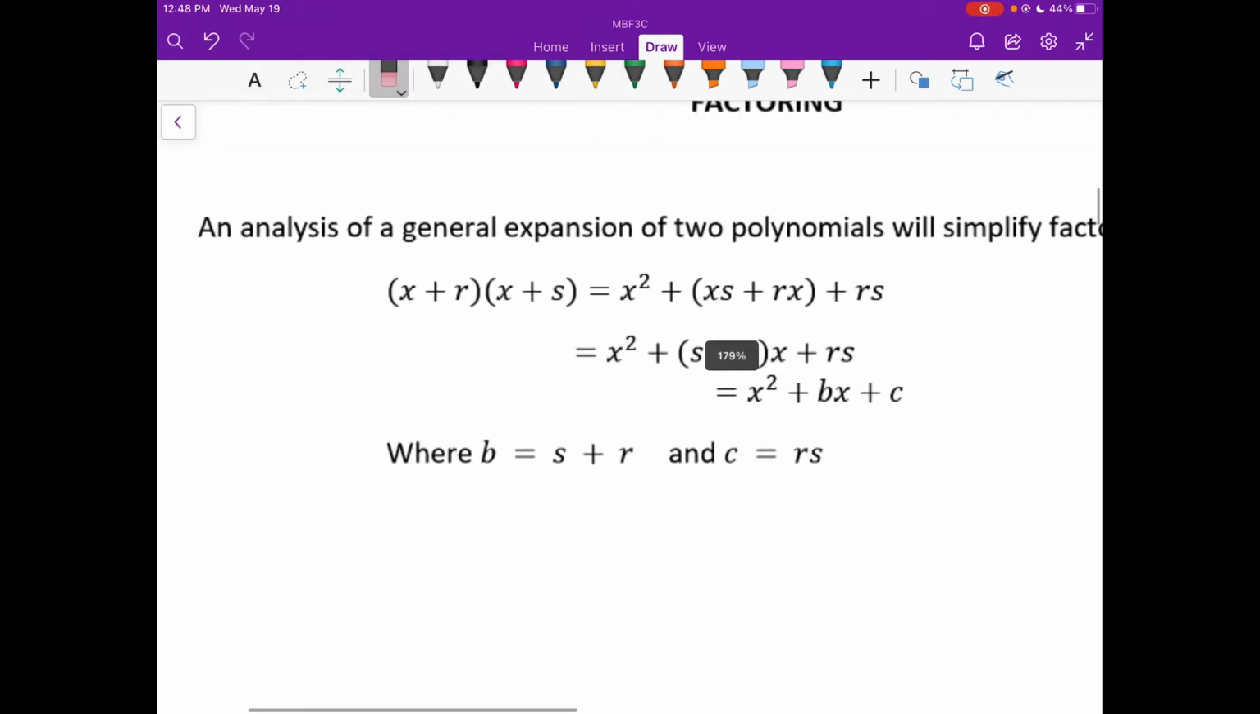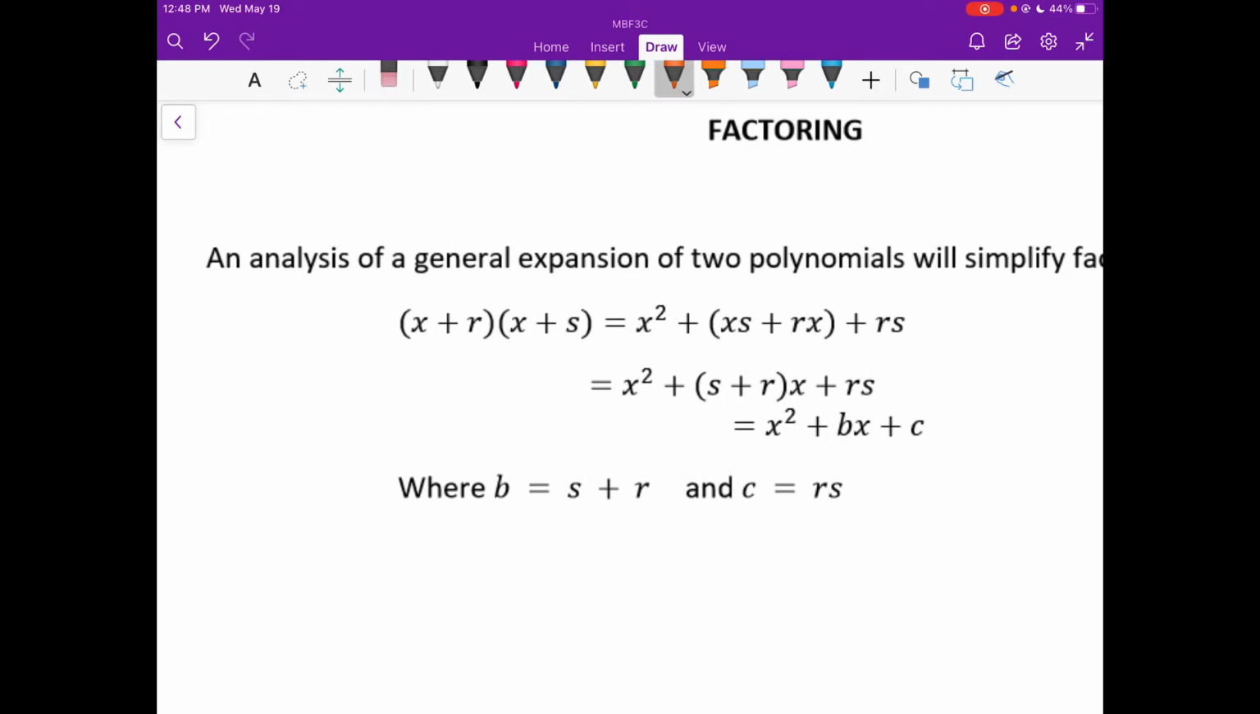So if we look at this, let's try looking at this as a FOIL problem. I'm just going to FOIL it out, so it's going to become x squared, which makes sense. Then we go from x, we multiply by s, so xs, which is what this is right here. And then of course, we're going to do the same thing on the other side with the r, so the r becomes this rx over here. And then last but not least, we take the r and multiply it by the s, and we have this rs over here.